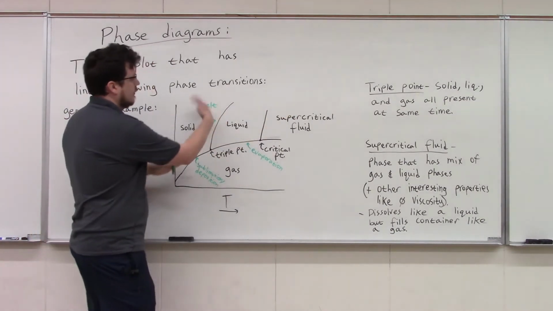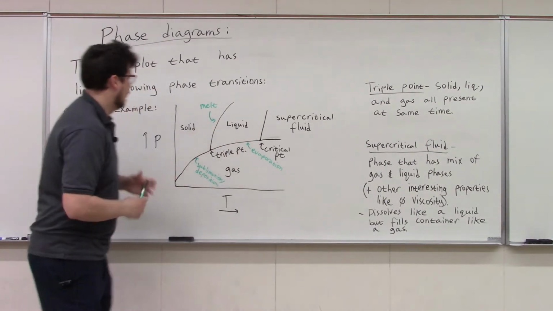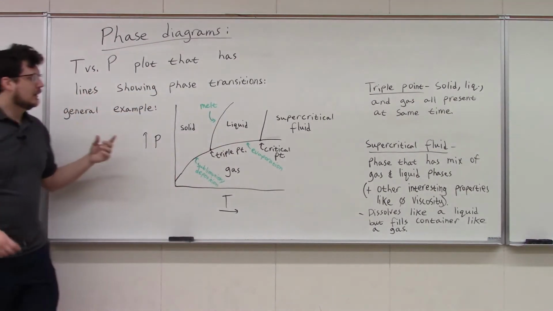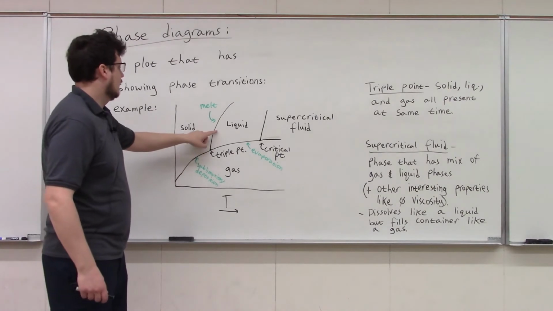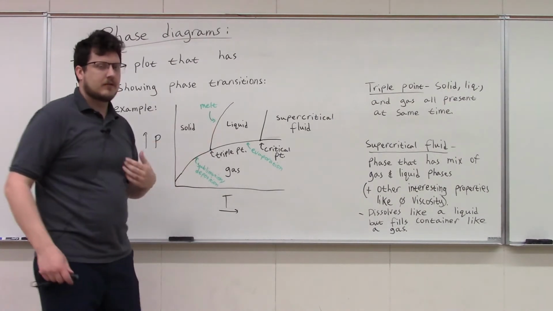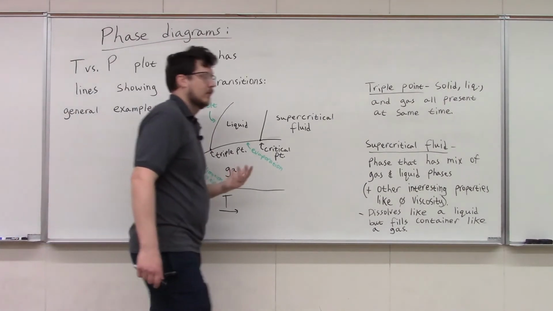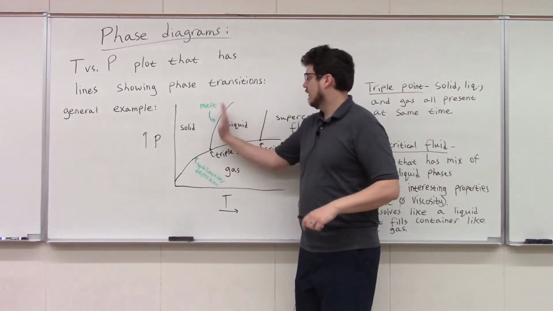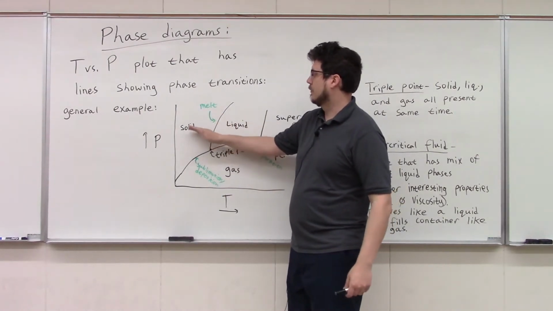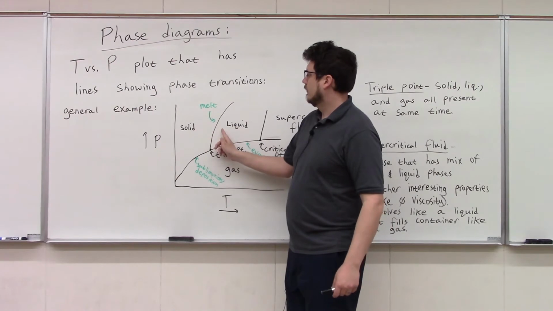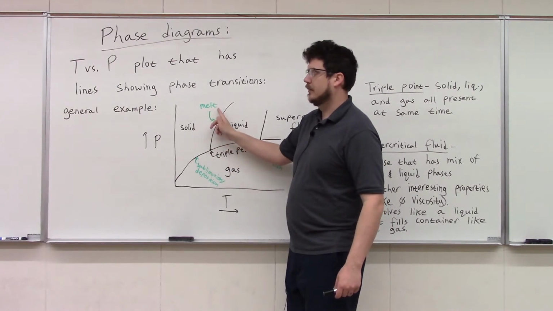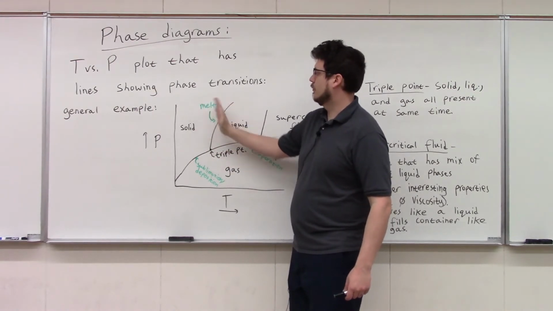And so you can get different shapes of these lines for different substances. So this is just a general example. This would be something that turns into a solid as you pressurize it. But oftentimes this line can bend back as you compress things. So that's pretty normal. Actually, water bends back.